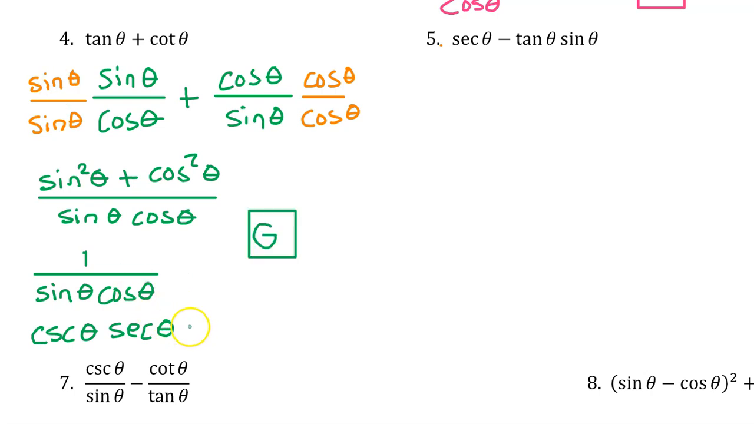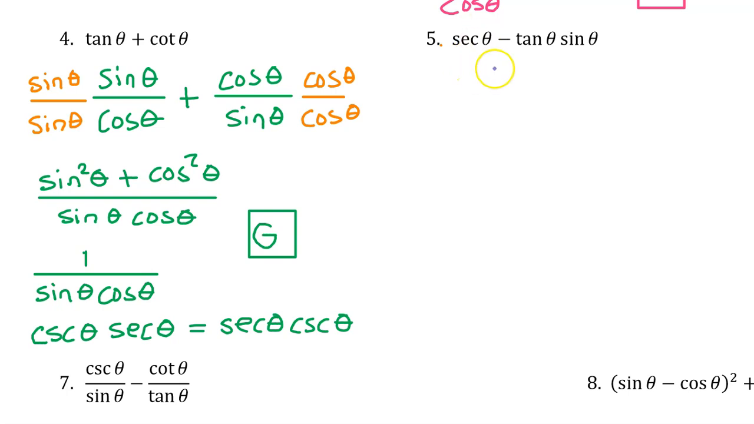To be on the safe side, I should probably follow through and rewrite this in the same order as what we see in the answer box. So equals secant theta times cosecant theta. And then the answer is G.